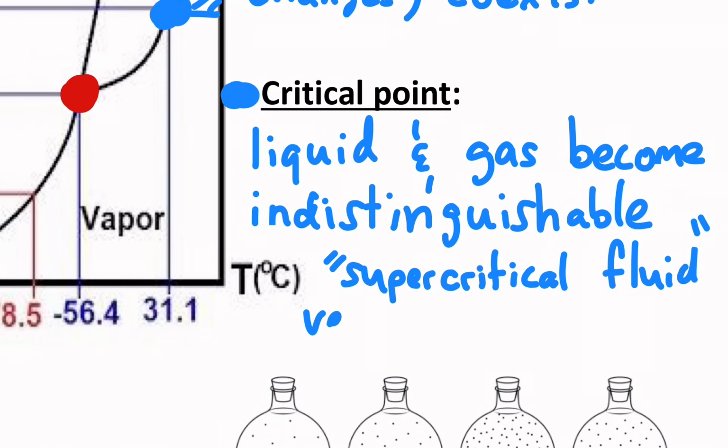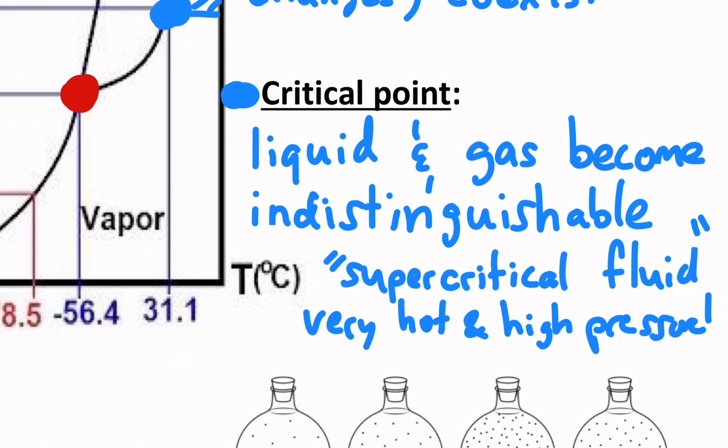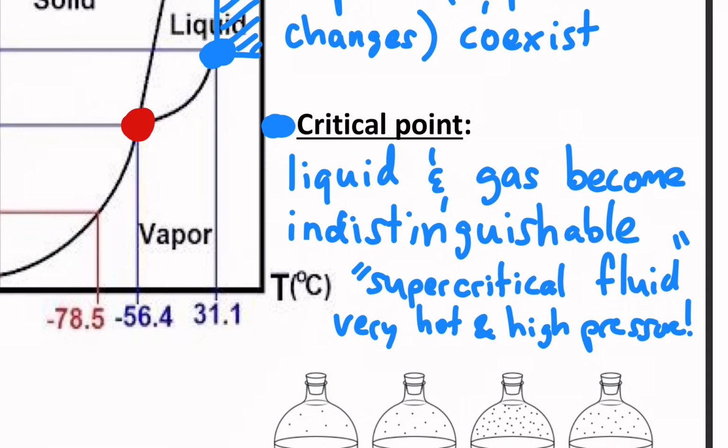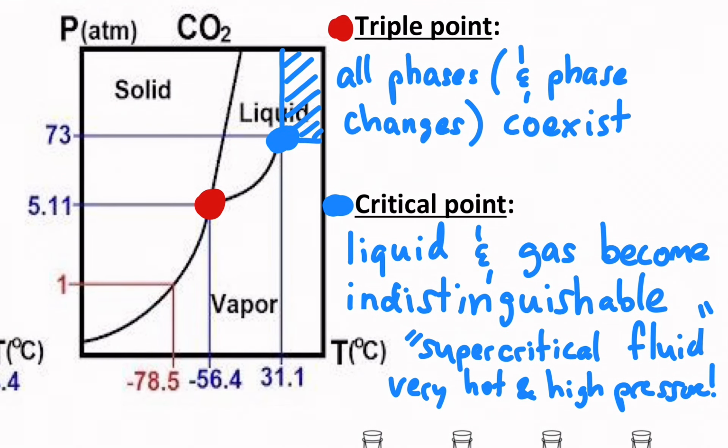It's very hot and high pressure. So it's heated up a lot, but compressed to the point that it can't actually vaporize. But it's so hot, it doesn't really look like a liquid anymore either. So these have pretty unique properties. They're quite dangerous to work with because they're so hot and they're so compressed. But they have a lot of interesting applications.